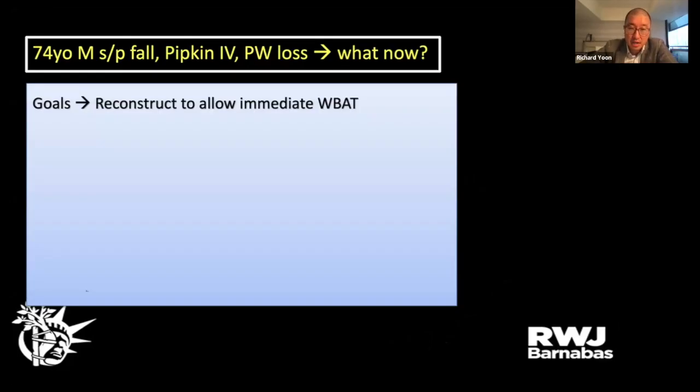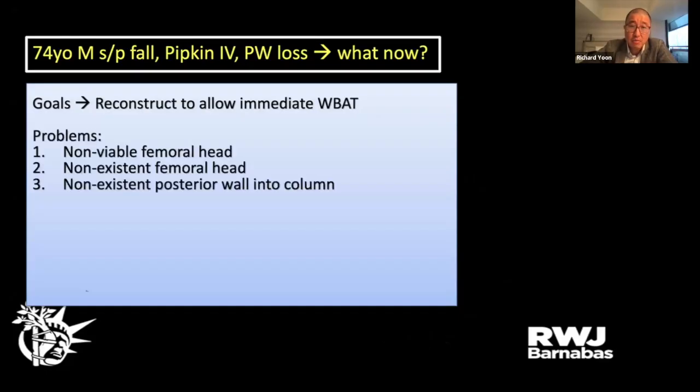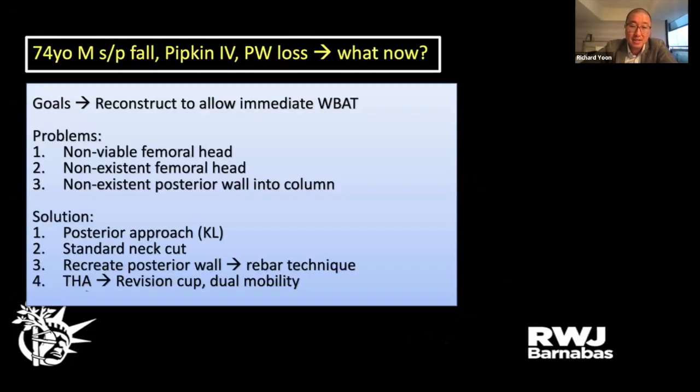And again, the goals are the same. Reconstruct to allow immediate weight bearing. His problems are he has a non-viable femoral head, a non-existent femoral head, and a non-existent posterior wall that goes into the column. So my solution for this is going to be a standard Kocher-Langenbeck posterior approach.